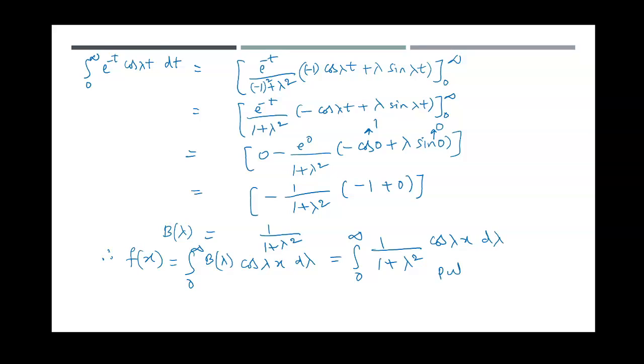Here when you put lambda equal to omega, then what is f(x)? We have taken f(x) as pi by 2 e power minus x, that is f(x), right? So pi by 2 e power minus x equal to integral 0 to infinity cos omega x upon 1 plus omega square d omega. This is the required solution.